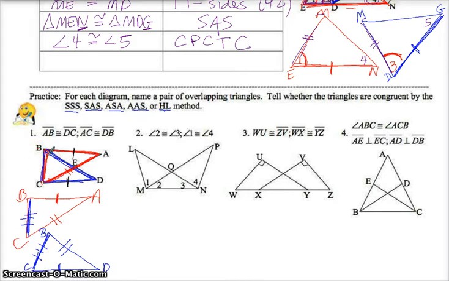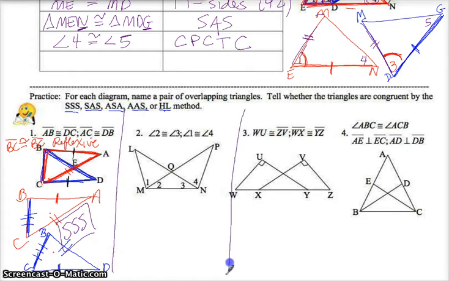So that's the reflexive property. BC is congruent to BC, right? If we were going to make this a proof, BC is congruent to BC. Why? Because it's the reflexive property. Therefore, these two triangles are congruent to each other because of S, S, S.